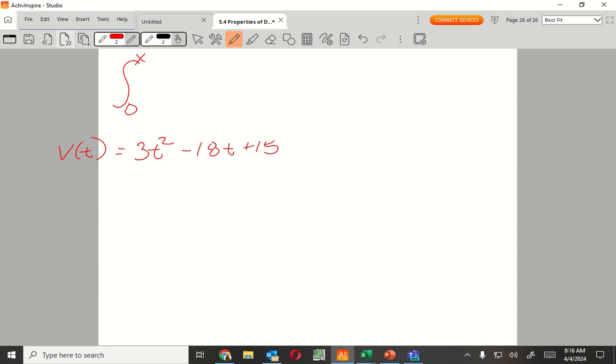So what would I do to try and find where this is going to change from a positive to a negative? Make it equal 0. Very good. So let's make it equal 0. By doing this, I'm going to find those locations. So it's going to be 0 equals, now, some algebra. I'm going to make this a little bit easier, so I'm going to factor out a 3. If I factor out a 3, I'm left with t squared minus 6t plus 5.